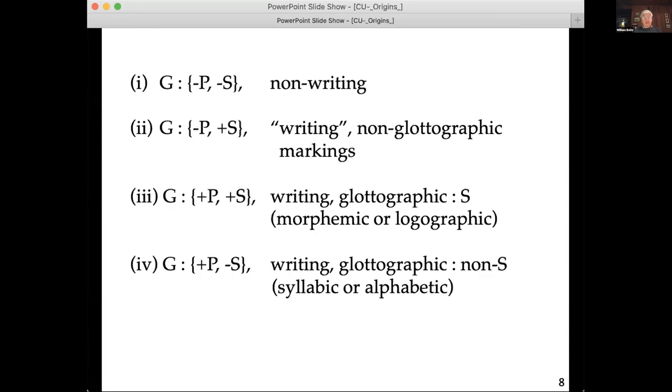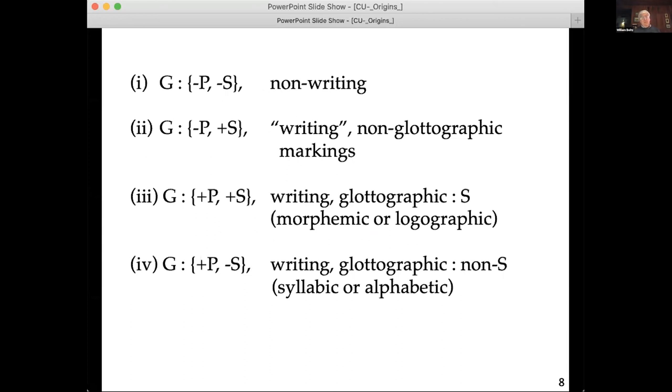You can see it right here. It's very simple, straightforward, and I'm sure this didn't come as astonishing news to anybody. What I call type one here is simply a graph that has no established phonetic value or semantic value, and therefore it's not writing of any kind, and doesn't pertain to the question of writing systems.